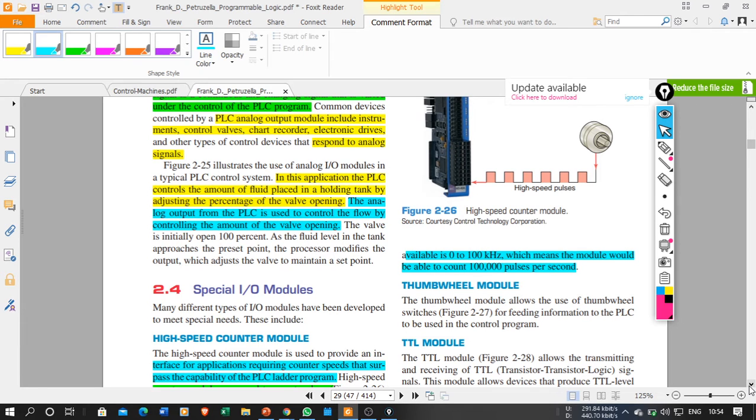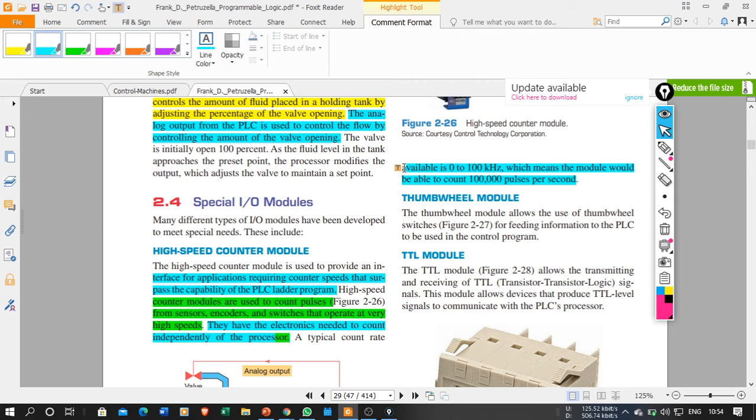So they operate at a very high frequency, 100 kilohertz, which means it can count nearly 1 lakh objects. Just wait a second.